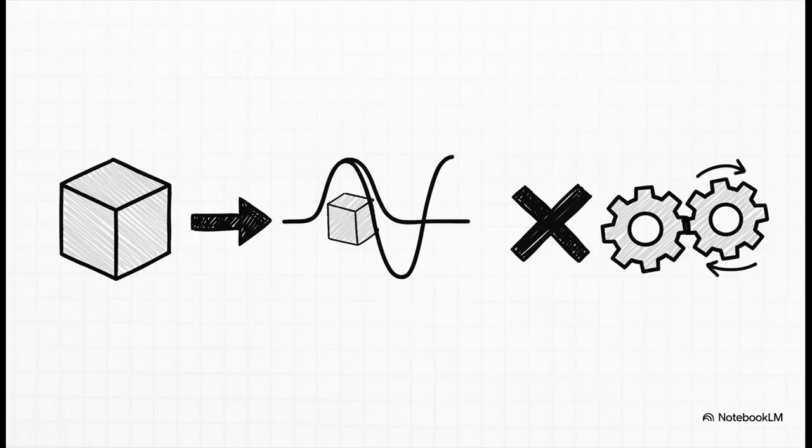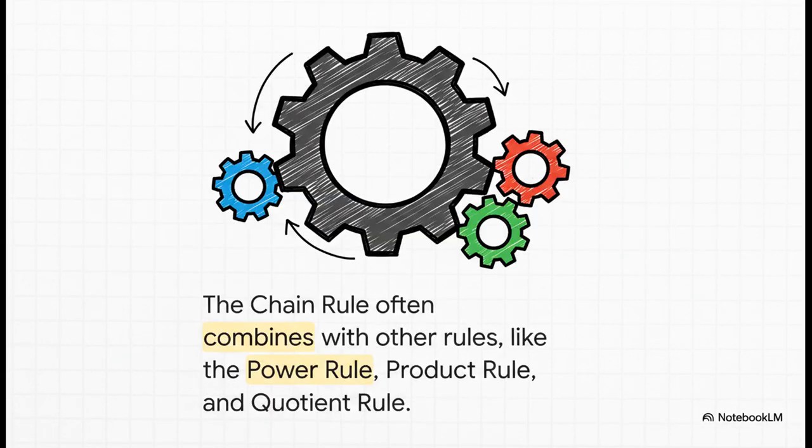And now we just assemble it. We take the derivative of the outside, which is cos u, and we plug the original inside function back into it. That gives us cos x cubed. Then we just multiply by the derivative of the inside, which was 3x squared, and there you have it. That's our answer. One thing you'll find out pretty quickly is that the chain rule almost never works alone. It's a real team player.